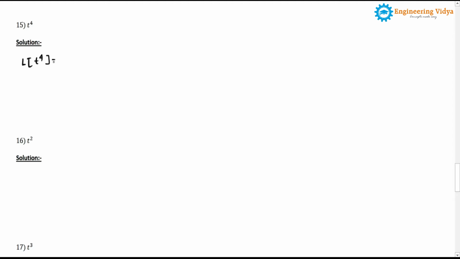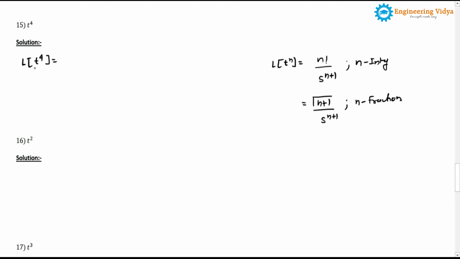To find the Laplace transform of t raised to 4, we should know the formula of Laplace transform of t raised to n. Here two cases are there in the t raised to n formula. Case number 1: the formula for t raised to n is factorial of n upon s raised to n plus 1, and the other formula is gamma of n plus 1 upon s raised to n plus 1, right? Case number 1 will be applicable if n is an integer, and case number 2 will be applicable if n is present in the form of a fraction, right?